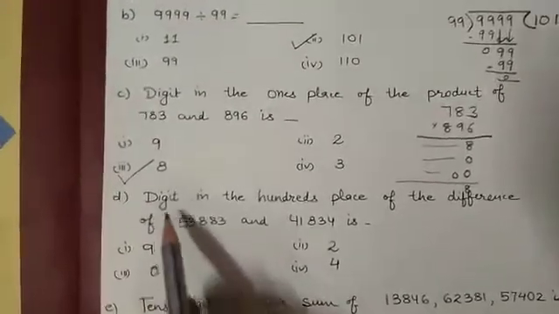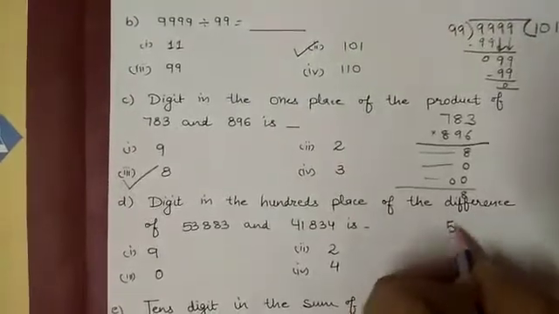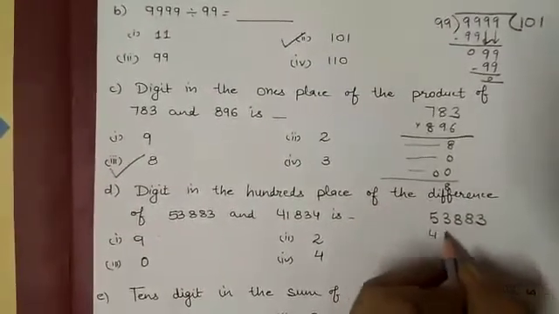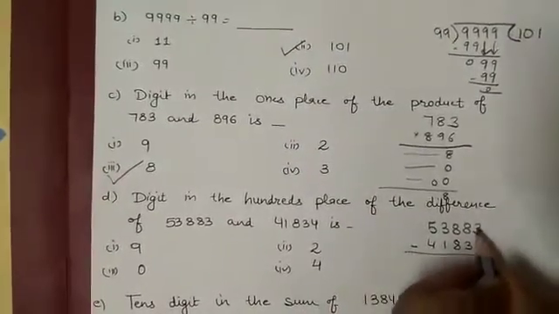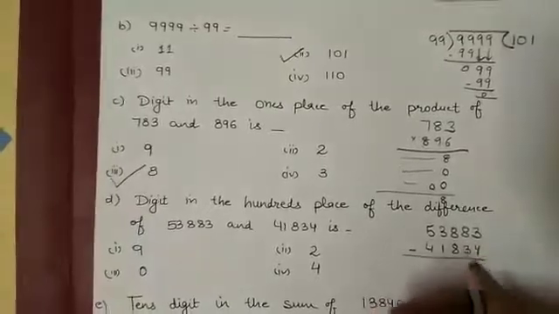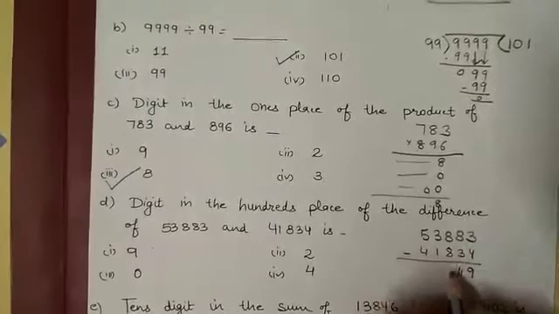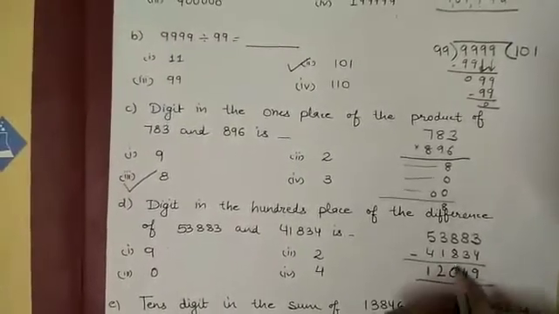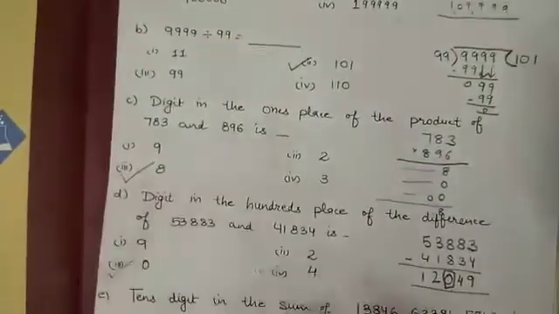Now, the digit in the hundreds place of the difference of 53883 and 41834. It is 13 minus 4, then 7 minus 3, 4, now 8 minus 8, 0. So the hundreds place we have to tell, that will be 0.